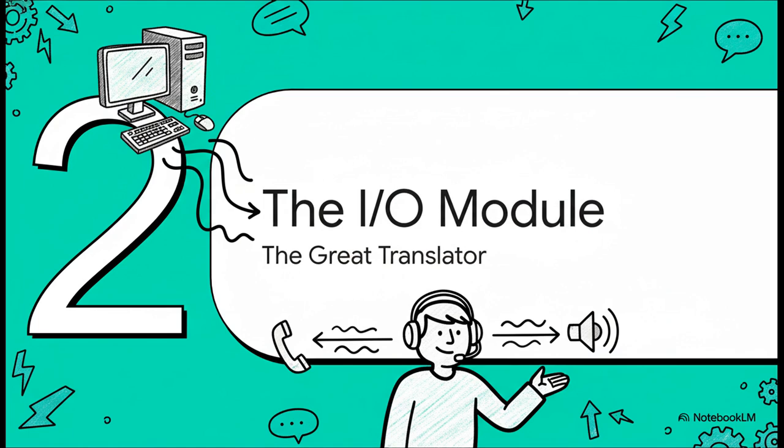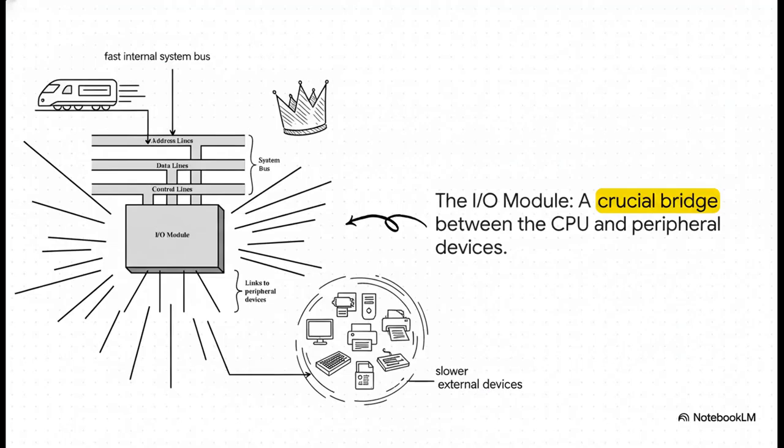Well, you don't have the CEO answer every single phone call, right? No way. You hire a super efficient personal assistant. And in the world of computing, that personal assistant is a specialized piece of hardware called an I/O module. And this image right here shows you exactly where that assistant sits.